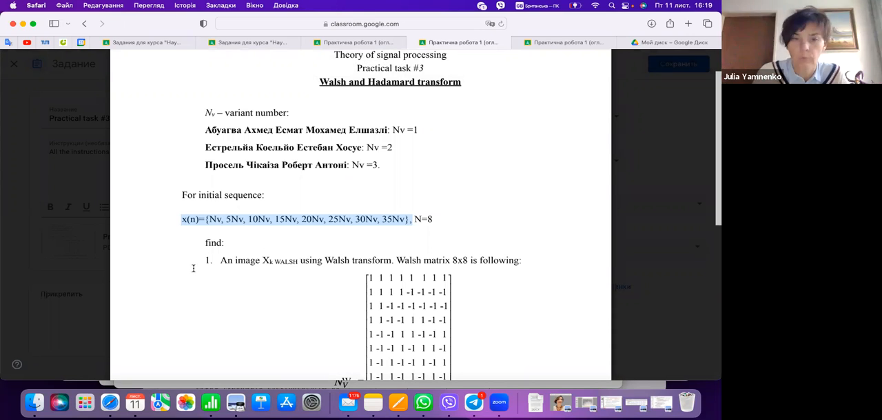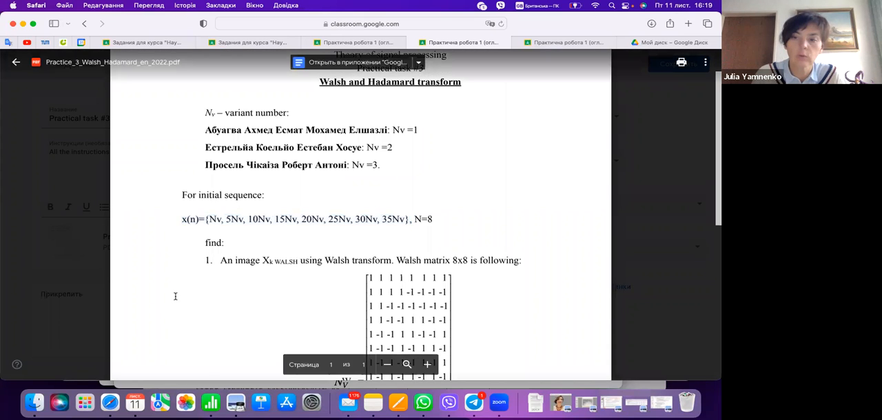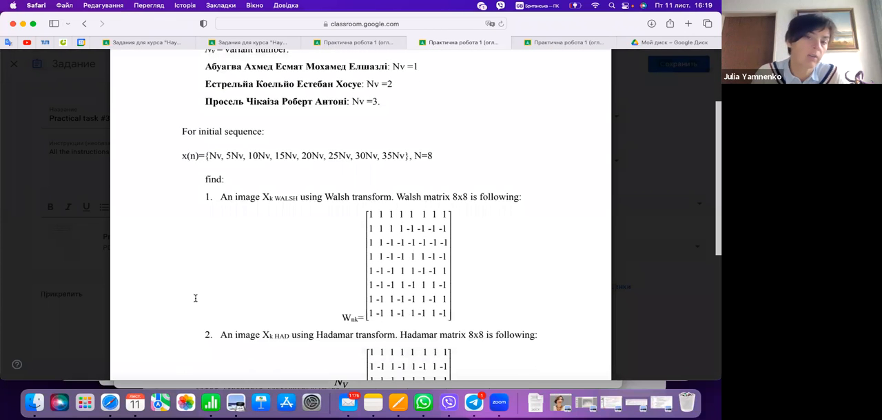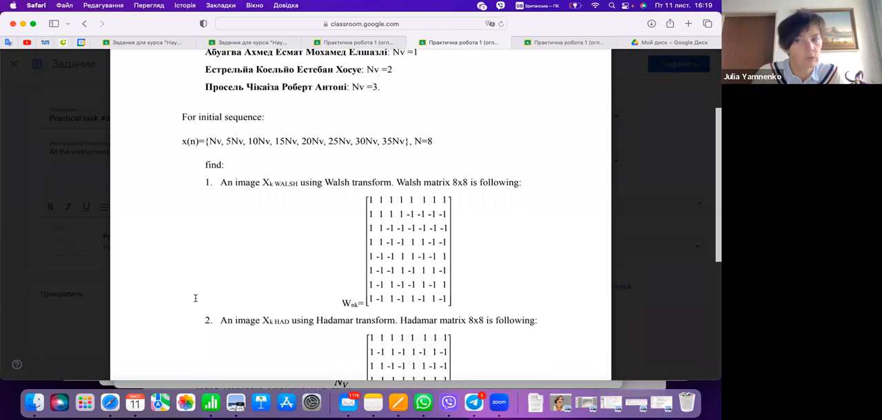What you have to do, there are 2 parts of this task. First one is the Walsh transform, and the second is the Hadamard transform. We already considered it. If you have some question, you will ask me. But anyway, the calculations are not so difficult. I would say that they are really easy, but you have to do it in matrix form.